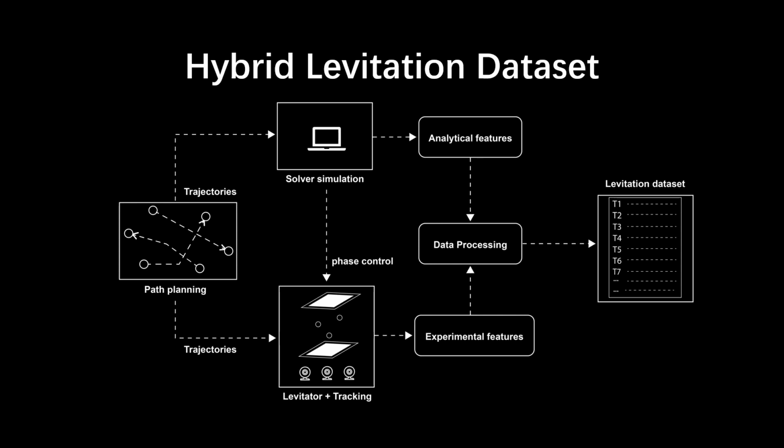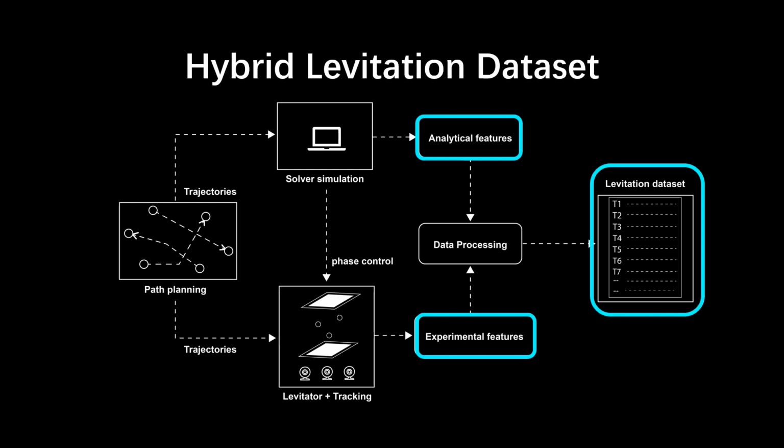We use a path planning algorithm to generate various feasible motion trajectories for multiple particles. Based on those trajectories, we compute analytical features like the trap position's intensity and acoustic point parameters like amplitude and phase. We also observe the levitation system running the same trajectories and record the real experimental features like real positions and real trajectory outcomes. All those time series features constitute our final hybrid levitation dataset.